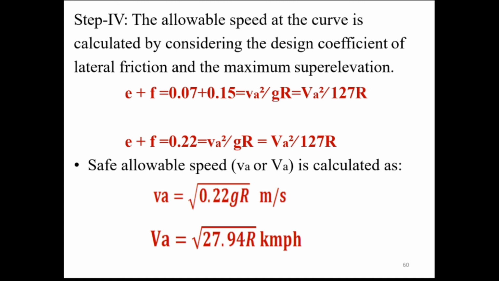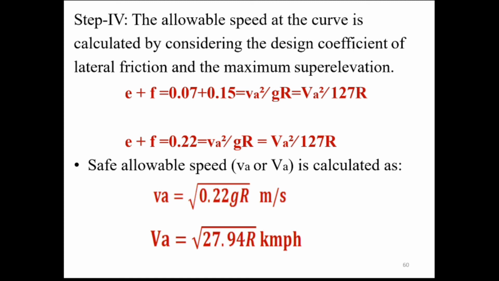Step 4: the allowable speed at the curve is calculated by considering the design coefficient of lateral friction and the maximum superelevation. So here E plus F, that is superelevation plus the coefficient of friction, equals 0.07 plus 0.15, that equals VA square upon G into R, that equals VA square upon 127 R. Again, E plus F equals 0.22 equals VA square upon G R equals VA square upon 127 R.